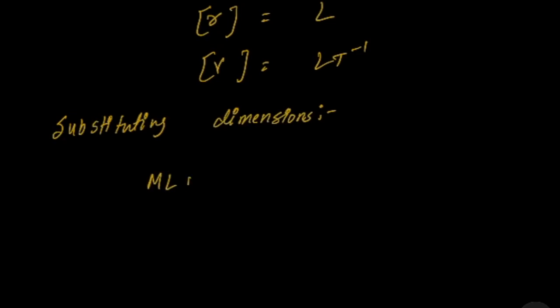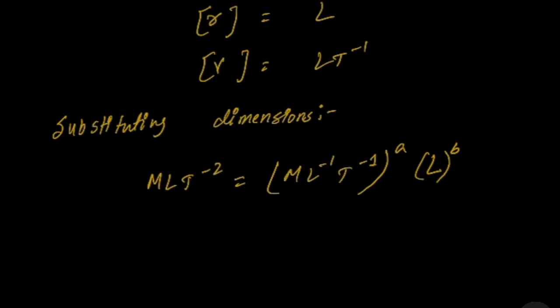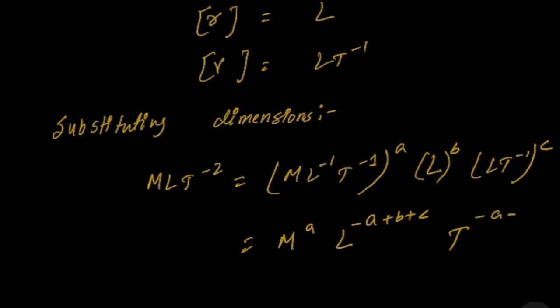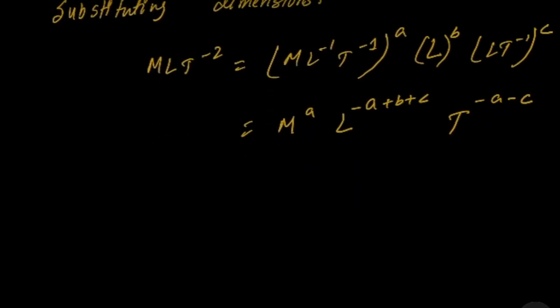So M L T minus 2 equals M L minus 1 T minus 1 to the power a, L to the power b, and L T minus 1 to the power c. Keep M on one side, L on one side, and T on one side. For M we have only a. For L it is minus a plus b plus c, and for T it is minus a minus c. Now we will compare both sides.